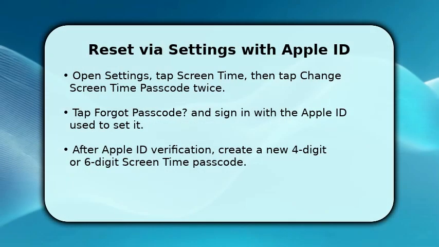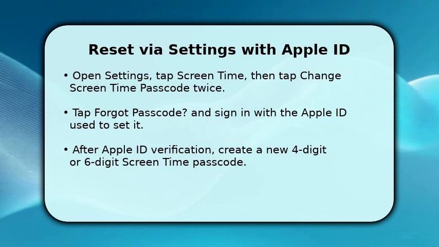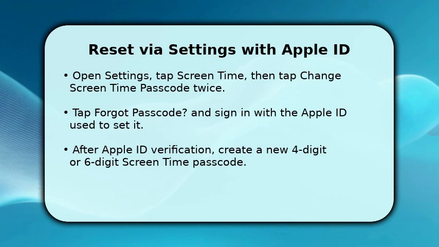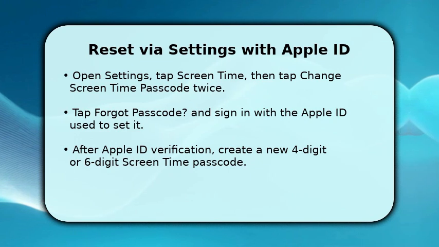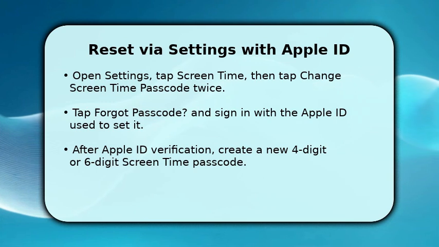Open Settings, tap Screen Time, then tap Change Screen Time Passcode twice. Enter the current passcode when it asks, or choose Forgot Passcode. If you cannot recall it, tap Forgot Passcode and sign in with the Apple ID used to set it. You must enter the Apple ID email and password correctly to proceed.